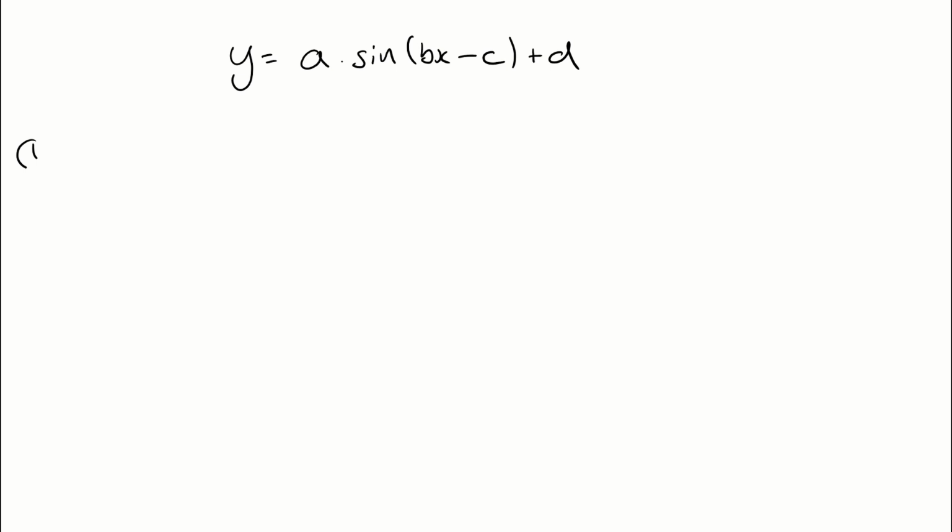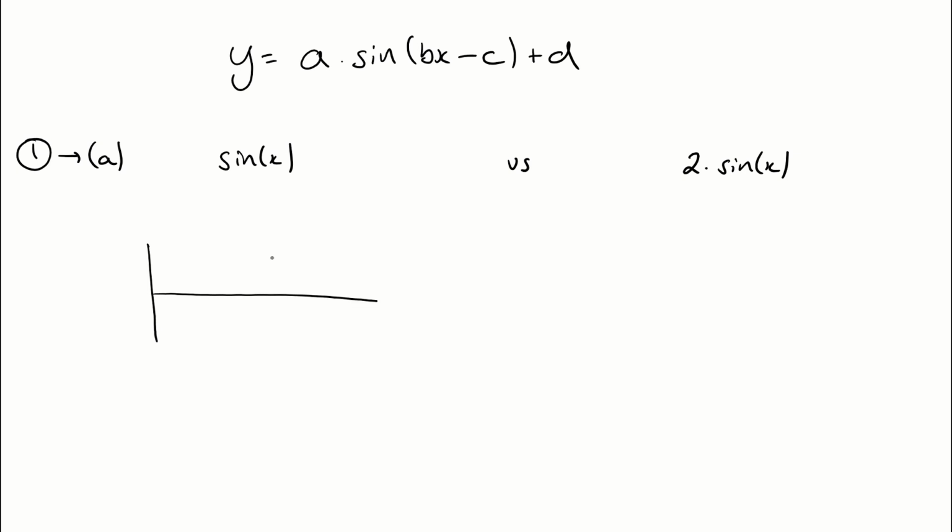First of all, we're going to explore what our little guy a does. Remember, that's our vertical dilation. For example, let's compare sine of x versus 2 times the sine of x. We're just changing our value of a from 1 to 2. I know the general shape of sine of x, which we saw in a previous video where we generated our sine function. It's the only bit I want you to remember off the top of your head: a sine function looks like that.